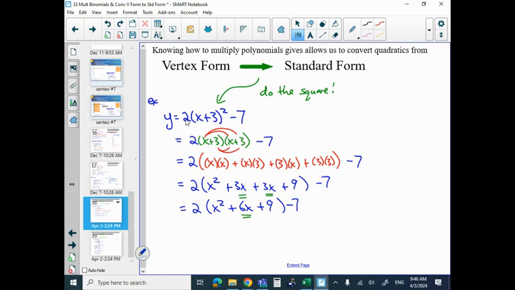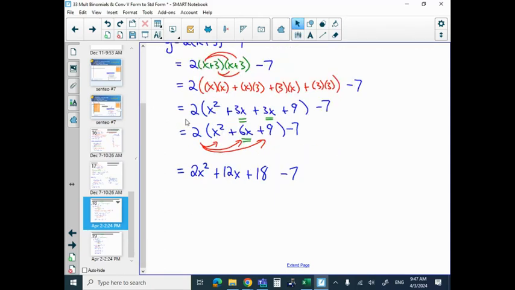And then we have to do the 2 multiplying out. All right, so the 2 is going to multiply out onto this stuff now. Doesn't matter whether the arrows go on the top or the bottom. I just felt there was more room there, so I went that way. So I just say, okay, 2 times x squared is 2x squared. 2 times 6x would be 12x. 2 times 9 would be 18. And then we'd have this minus 7 waiting to happen still outside.